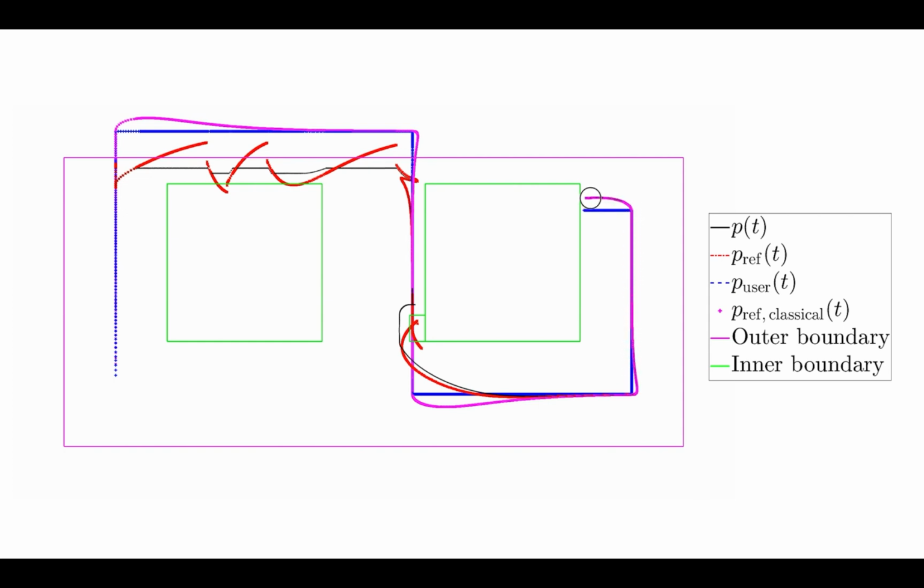Here we can see some more resetting events. Here we notice that the first two resetting events are not the right resetting events, so we are not having a good convergence to the user-defined trajectory. But the hybrid system recovers and we complete the task.